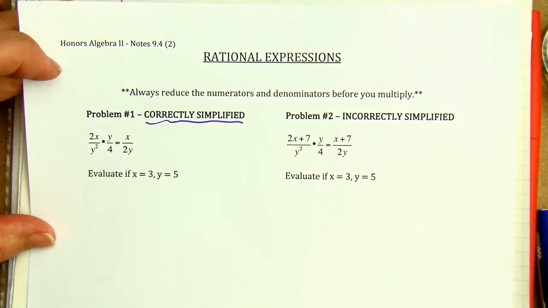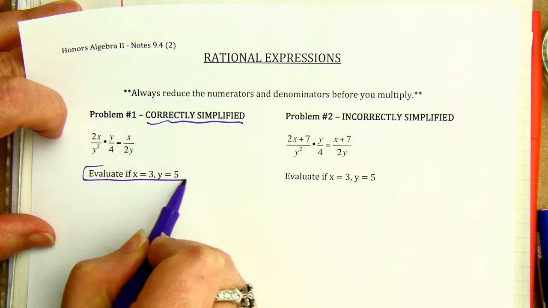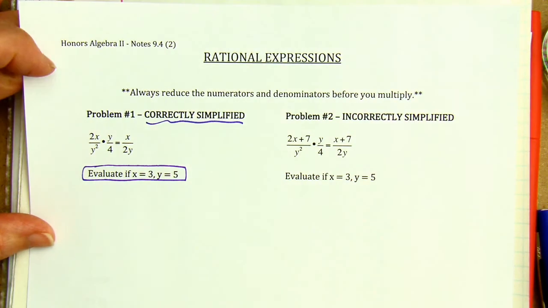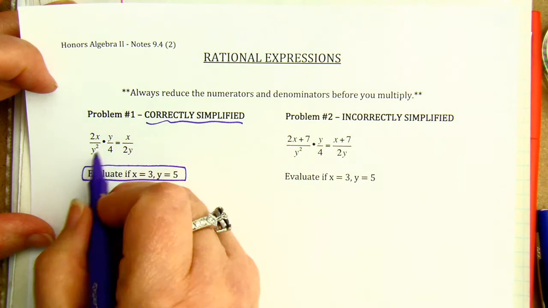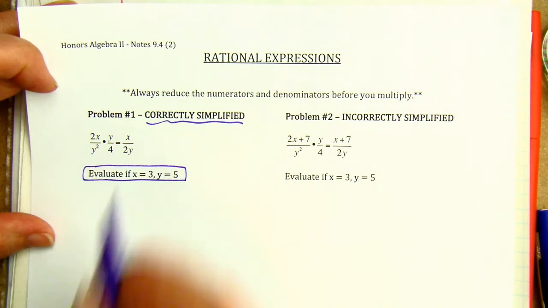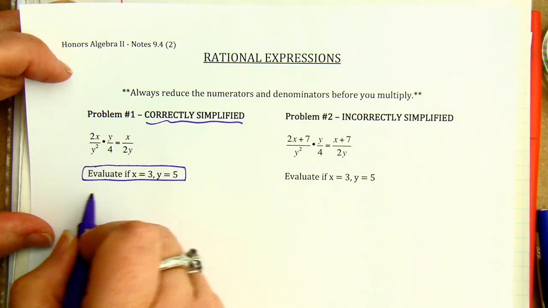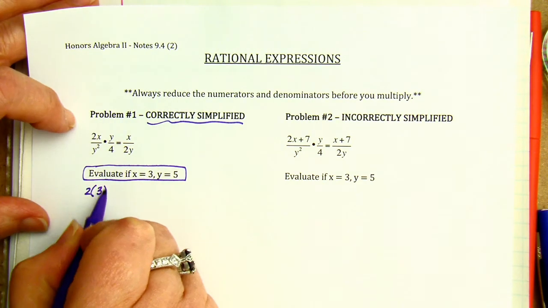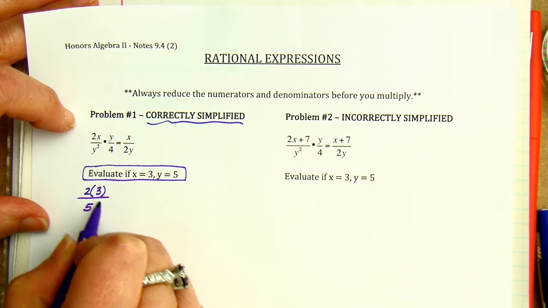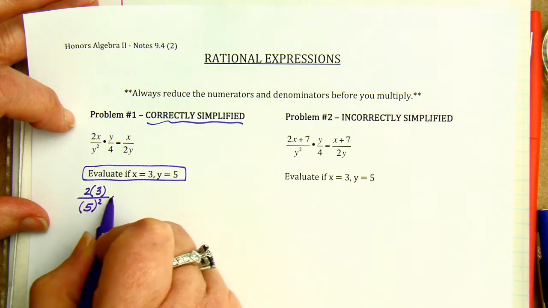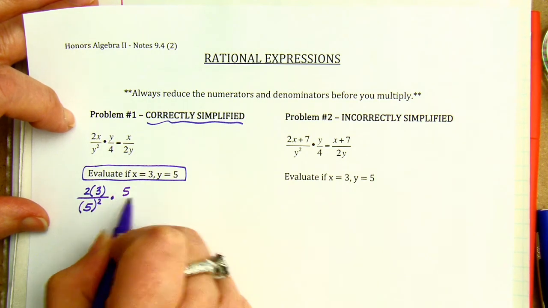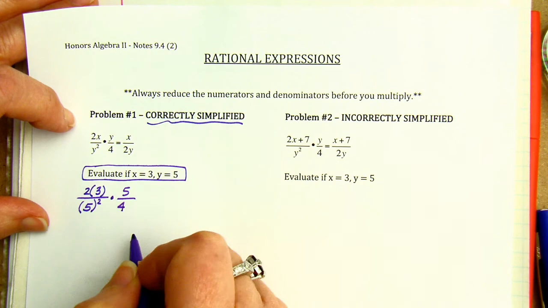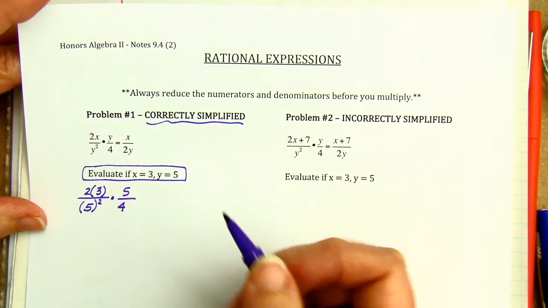But now let's do this part. Evaluate. So I'm going to evaluate on the left side of the equal sign and the right side of the equal sign and see if they're equal. All right, so if x is 3 and y is 5, then this becomes 2 times 3 over 5 squared times 5 over 4. All right, that's what I have on the left side of the equal sign.